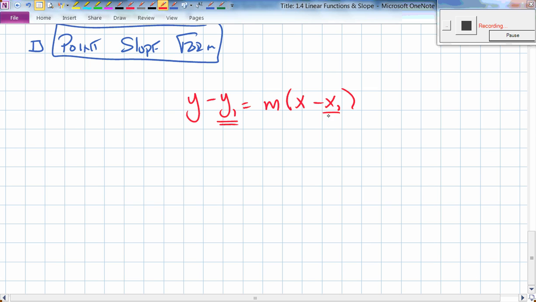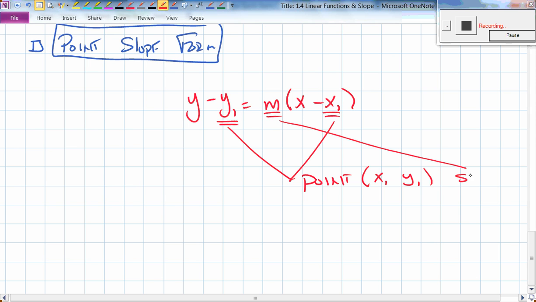The y1 and the x1, this is going to be whatever point you're given. Some generic point, x1, y1, right? That's where you plug in. What is the m going to be? Now the slope, right? Boom, that's your slope. That's why they call it point slope, because they give you a point and then they give you the slope. So they call it what it is. The other piece, the y and the x, you leave these alone. These are your variables.